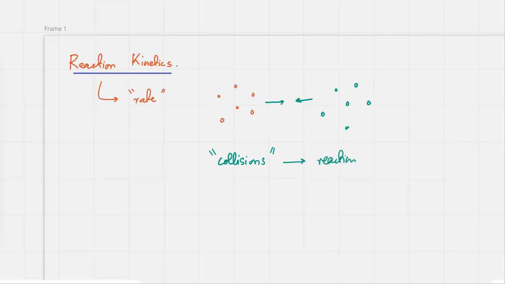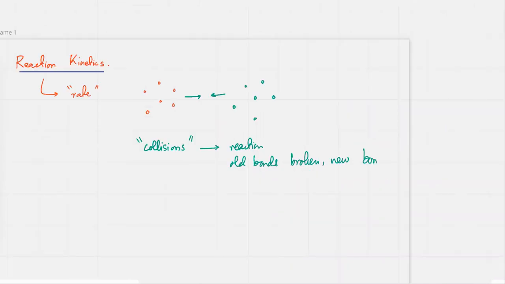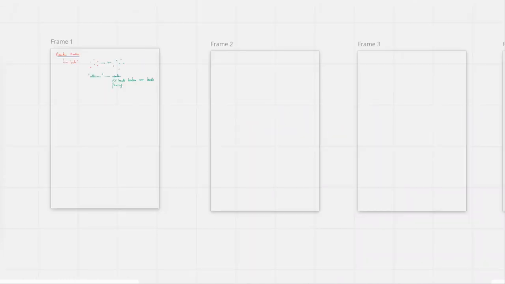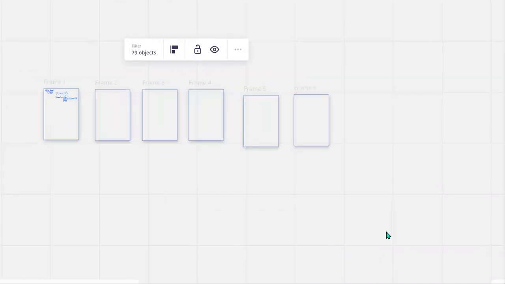What happens when molecules collide? Old bonds are broken and new bonds are formed. And you've got new bonds that are forming. Now, when you talk about these collisions, the two factors on which collisions depend.